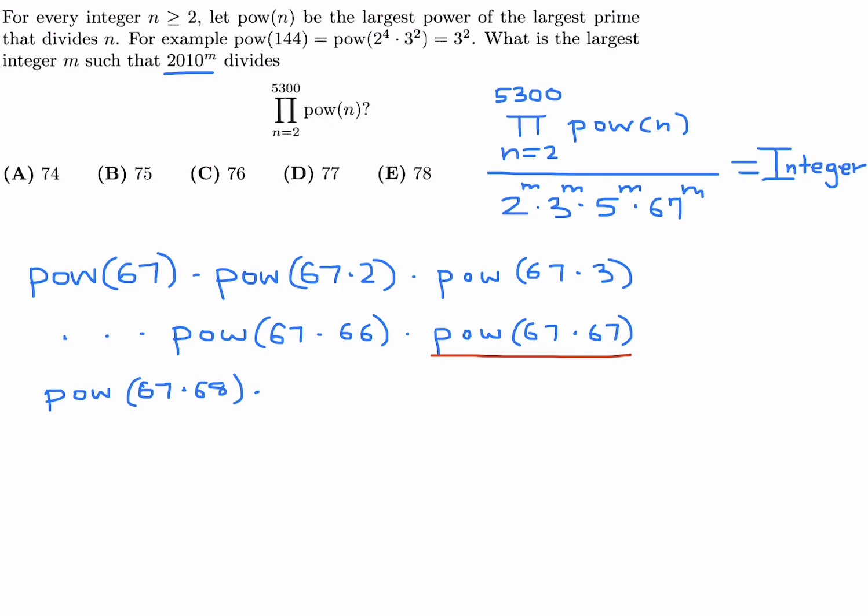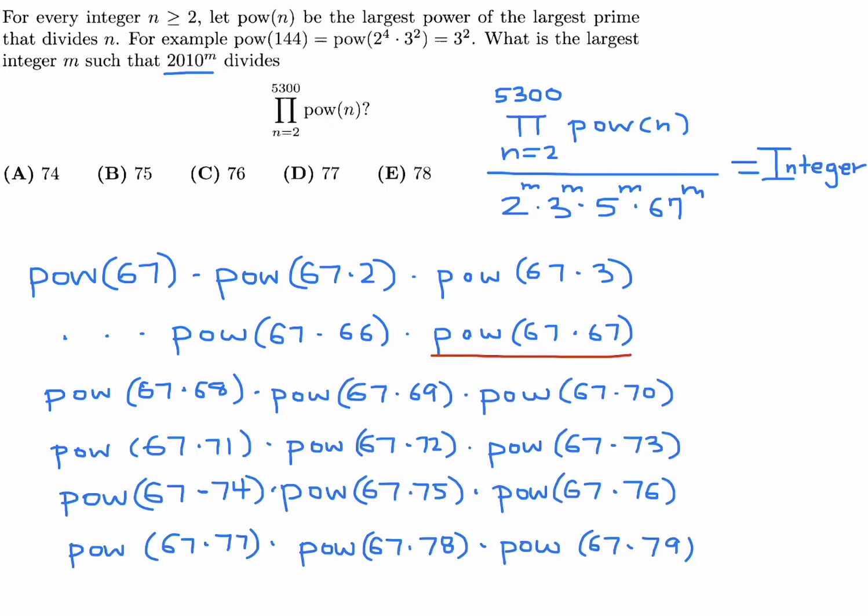And I'll write out all of them until the very end. And that's it. That's to the very end. And you say, well, how do you know it ends there? Well, because 67 times 79 is 5,293. And we're only going up until 5300. If you do 67 times 80, which would be the next one, that's 5,360. And that's greater than where we're going up to. So this is the last one that involves 67.